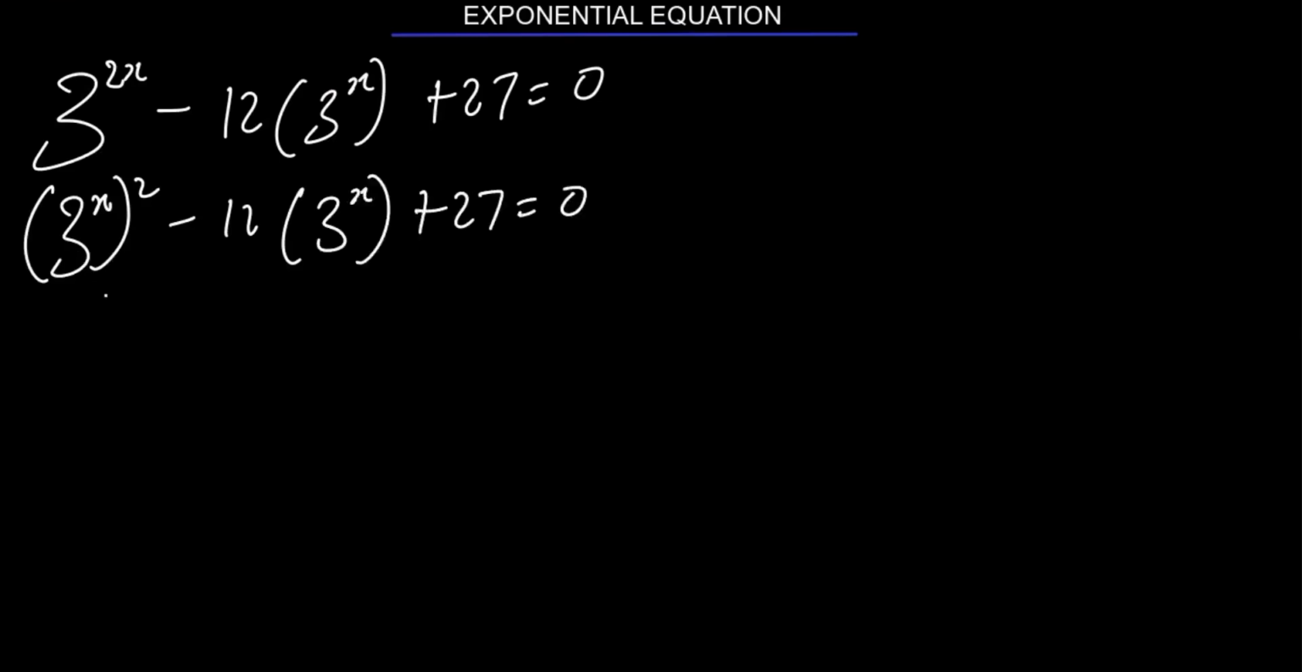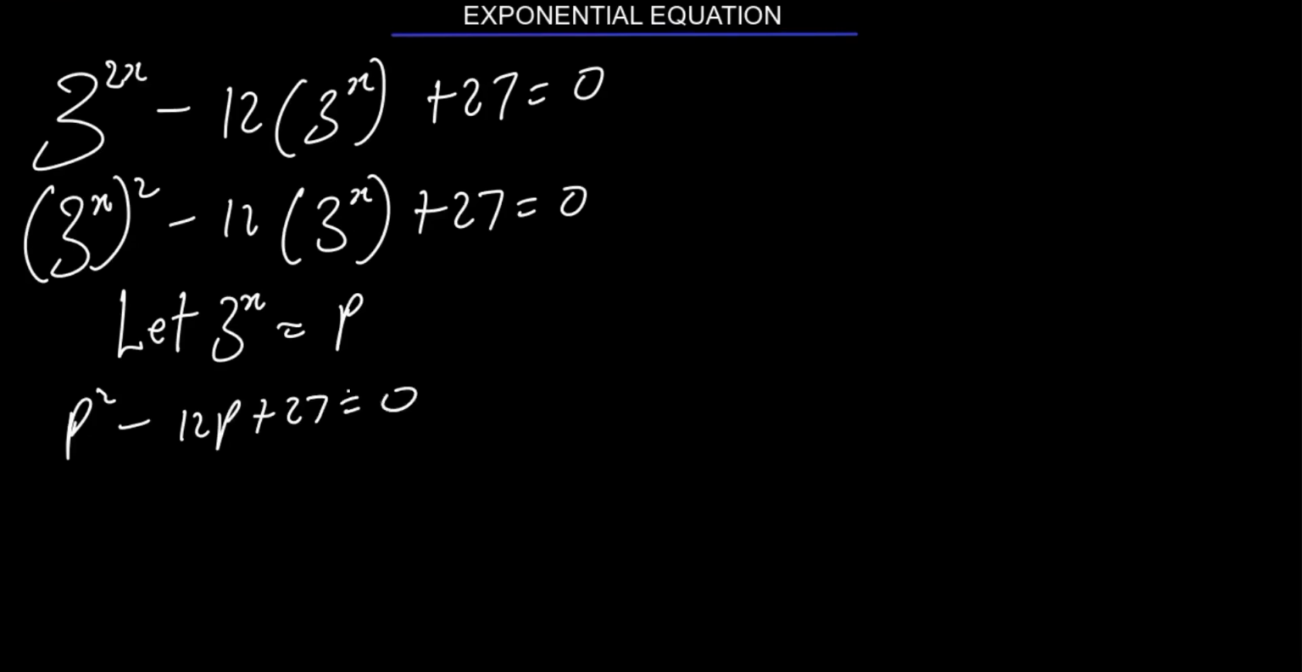So you now say that let 3 to the power of x be equal to p. So here I have p squared minus 12p plus 27 equals 0. Anywhere you see your 3 raised to power x, put p, and that is it. Now, what will I do from here? I'll solve this quadratic equation. So check the link in the description box for the lecture on quadratic equation.